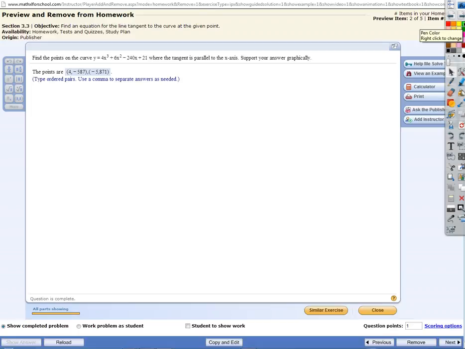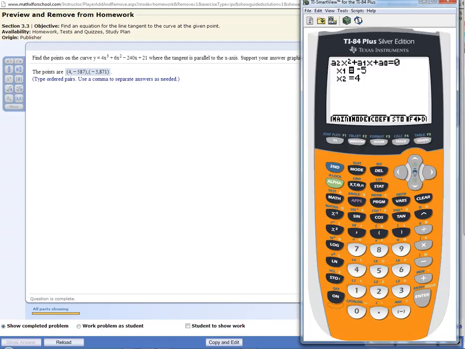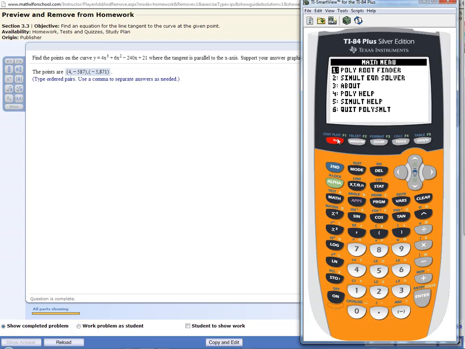Oh, and it wants the points. So we found x exactly. Pretty easy to find y, isn't it? Now, there's a little trick on here, while we're at it, talking graphing calculator stuff. How could I find the value of the polynomial? How can I find the value of the polynomial?